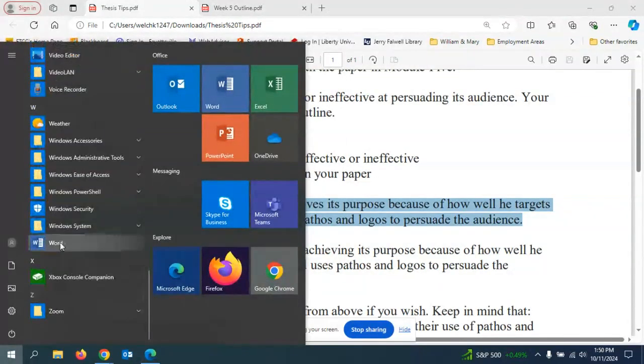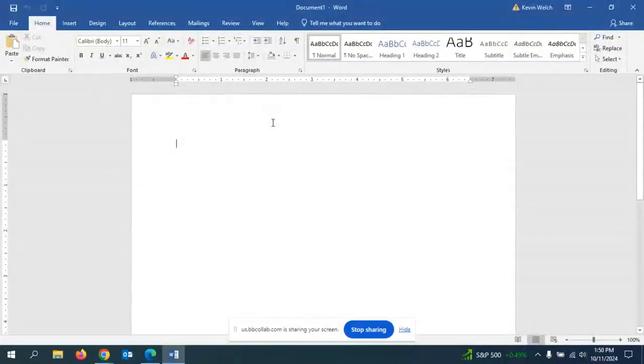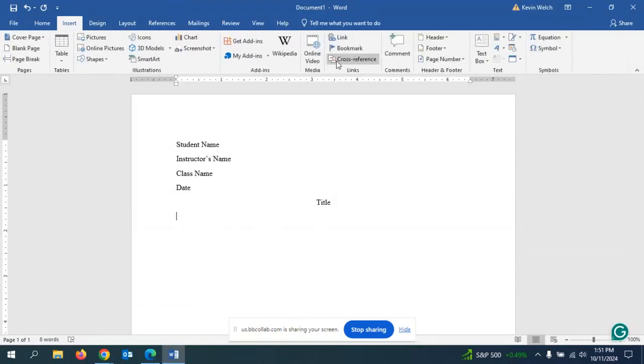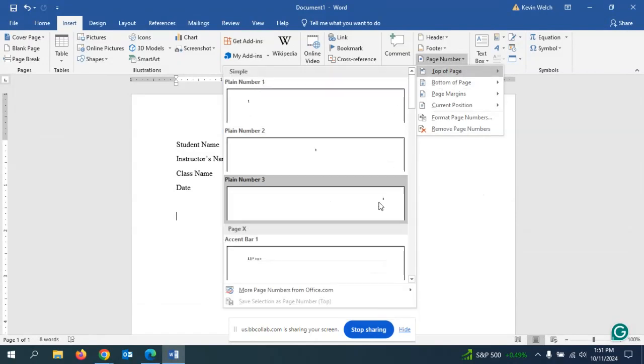and let me go ahead and get a Word document up. Okay, and of course I'm going to make sure, because I'm supposed to know this already, that I have my name. In this case, you're going to write your name, instructor's name, the class name, and the date. I'm going to center the title. I'm going to make sure that I insert a page number and put my last name in front of it. Oops, I want the one that's in the top. There we go.